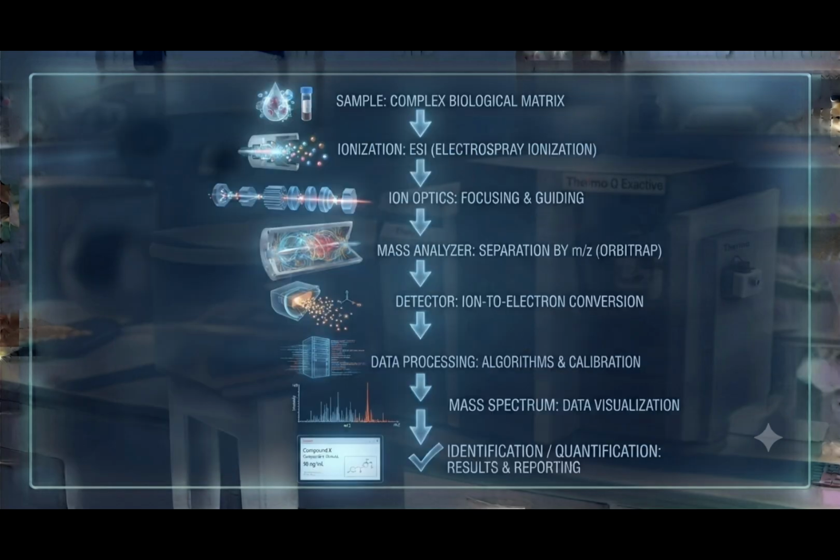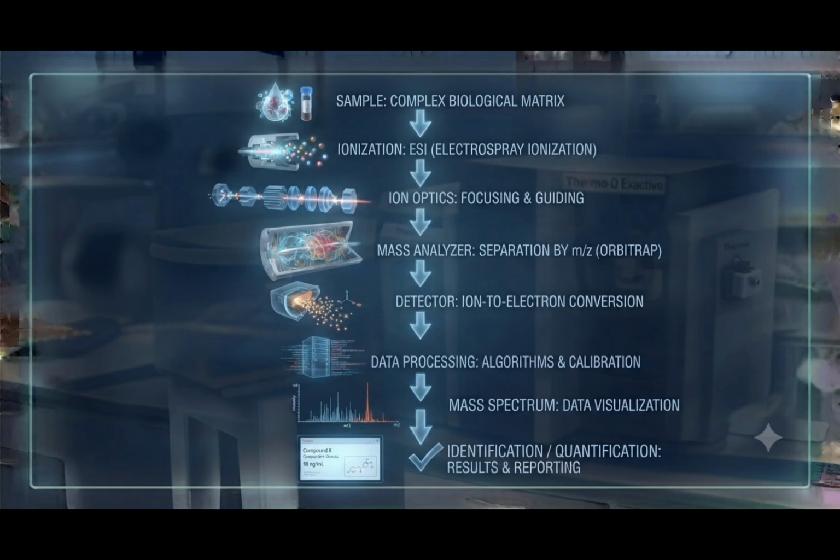Complete workflow. So let's summarize the complete process. First, the sample enters the mass spectrometer. The analyte molecules are converted into ions. The ion optics guide and focus these ions. The mass analyzer separates the ions according to their mass to charge ratio.